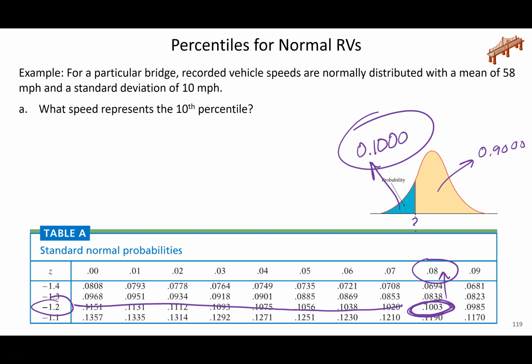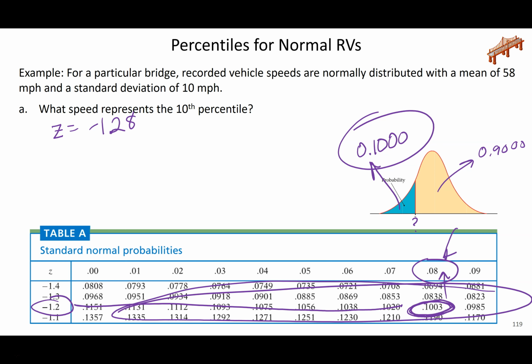My z statistic is negative 1.2, and then this is my hundredths place, 8. So now I have my z-score, but not in the traditional way we did before. If you are doing a percentile problem, you will have to look here first for the value closest to the one you want, find it, and then work out.